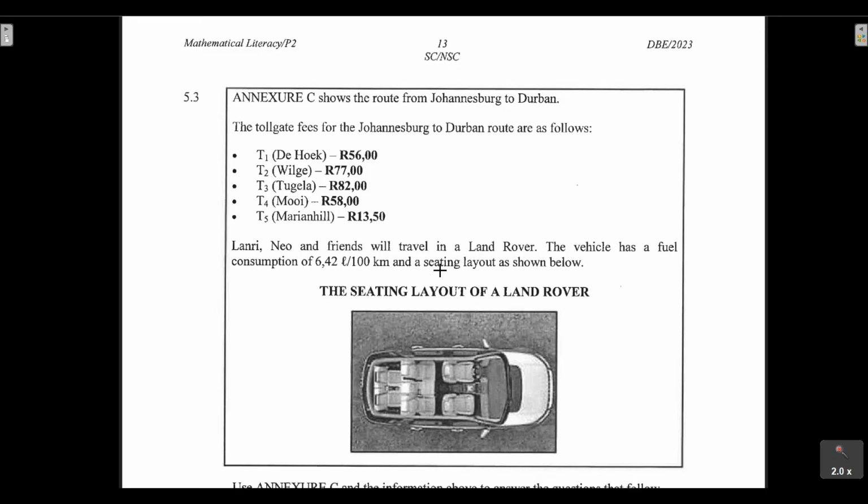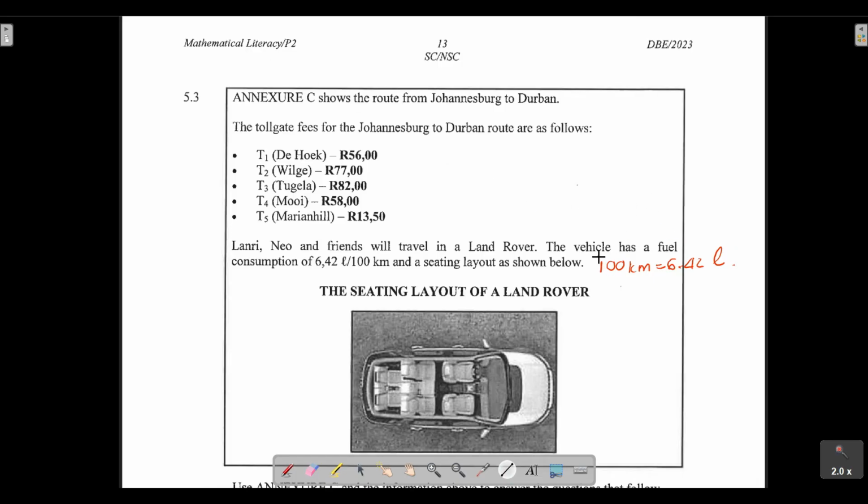Lanry, Noah, and friends will travel in a Land Rover. The vehicle has a fuel consumption of 6.42 liters per 100 kilometers. We can also write that as: if you travel 100 kilometers, you will use 6.42 liters of petrol. This information is going to come in handy as we have a look at our questions, so also take that into consideration.